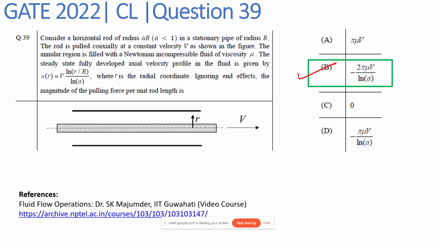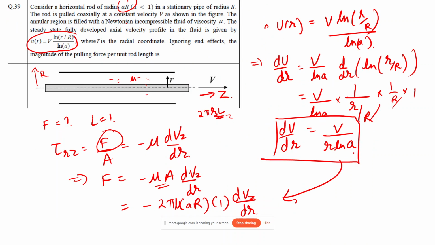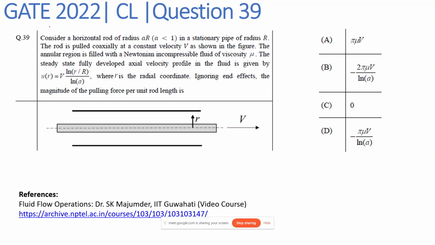Now let's take a look at the next two questions. This is question number 39 from GATE 2022. The question is: consider a horizontal rod of radius AR in a stationary pipe of radius R. The rod is pulled coaxially at a constant velocity v as shown in the figure. The annular region is filled with a Newtonian incompressible fluid of viscosity mu.